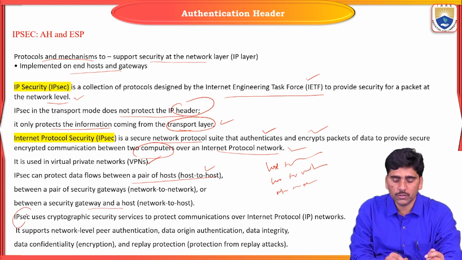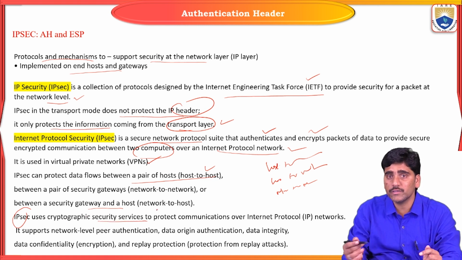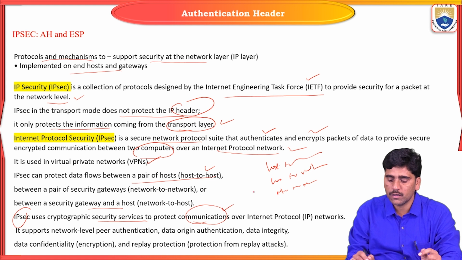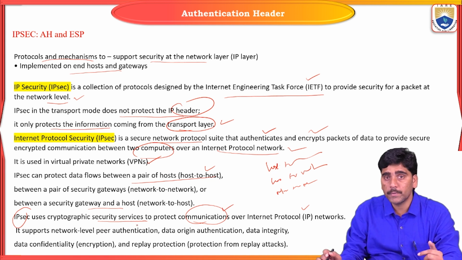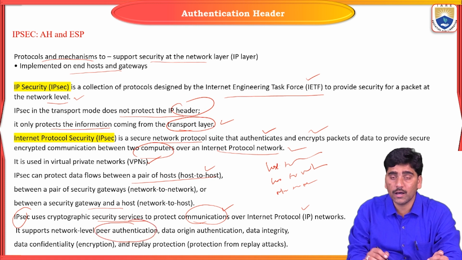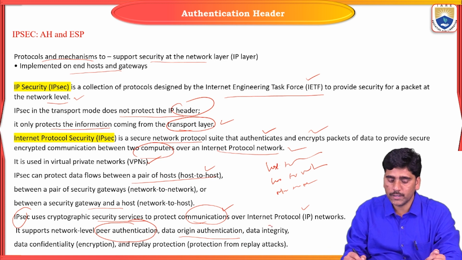IPsec uses cryptographic security services to protect communication over Internet Protocol networks. It supports network level peer authentication, that is system or device authentication, as well as data origin authentication, data integrity, data confidentiality, and replay protection, that is, protection from replay attacks. In this way IPsec provides different services.